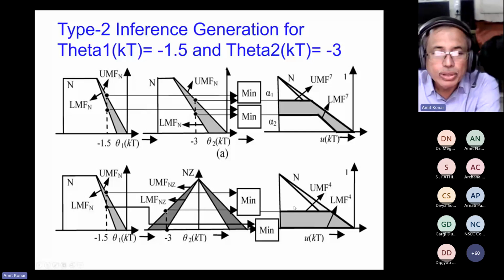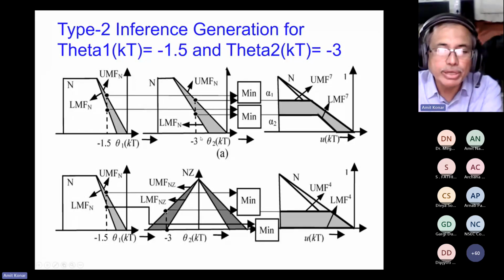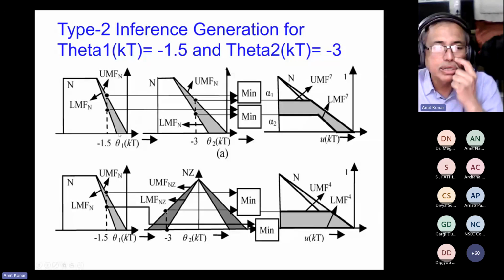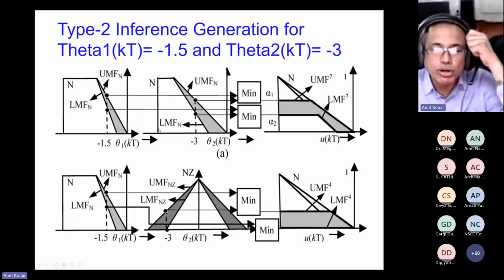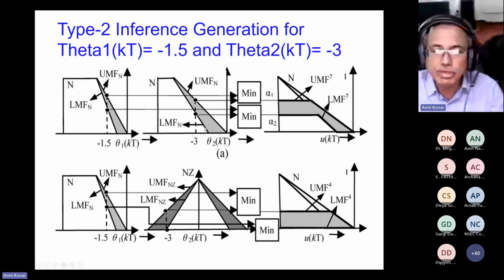Then what do we do? Suppose you have some measurements of theta 1 kt here and theta 2 kt here, and these are interval type 2 fuzzy sets. This is the footprint of uncertainty. This is the upper membership function. This is the lower membership function. The shade represents the footprint of uncertainty. Similarly, there is another footprint of uncertainty for this case, with its upper and lower membership functions.